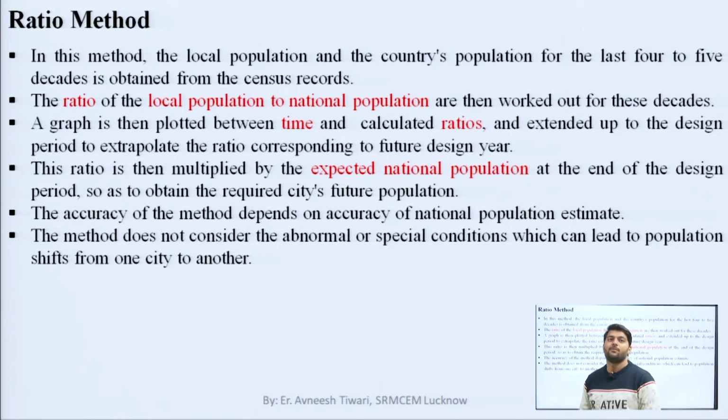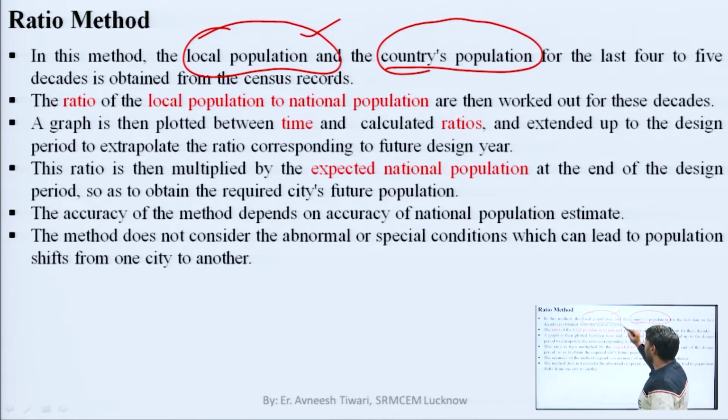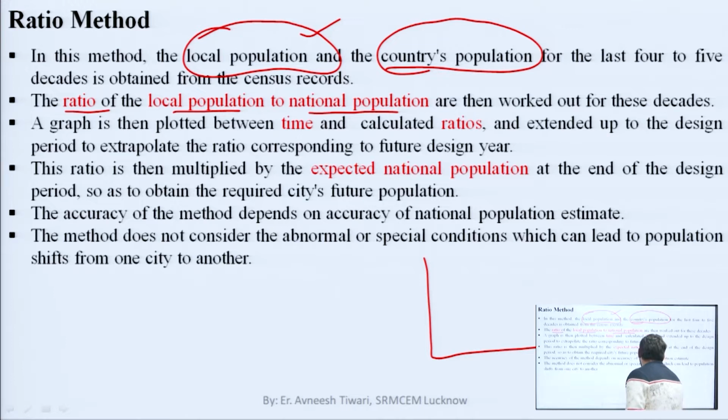नेक्स्ट वन इज रेशियो मेथड. इन रेशियो मेथड वी आर यूजिंग two datas. One is local population data. For example, if we have to estimate population for Lucknow, then here local population will be for Lucknow. And next one is a country population, and by using local population and country population, we are going to just calculate the ratio. After getting the ratio of local population to national population, we will prepare a graph, we will prepare a curve, and that curve will be again time versus ratio.